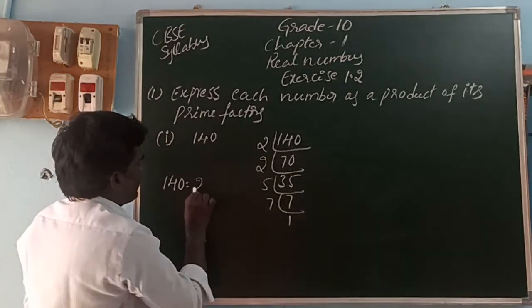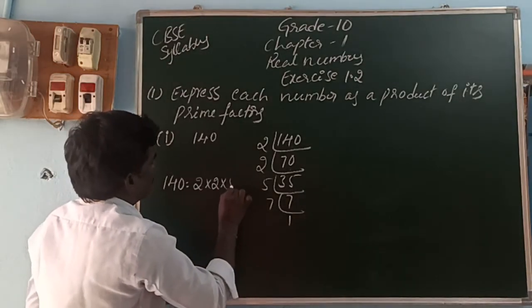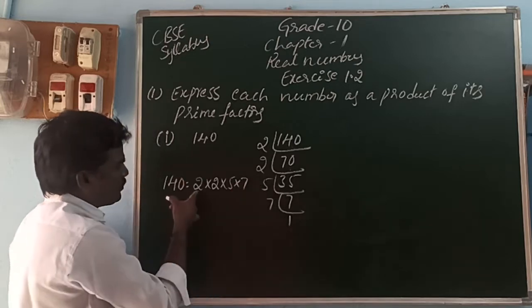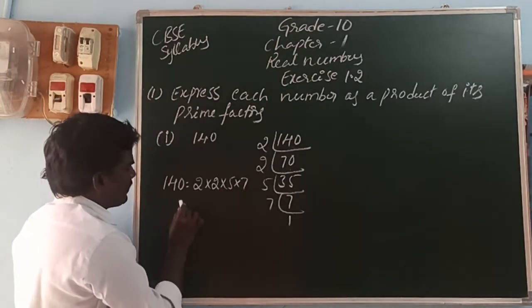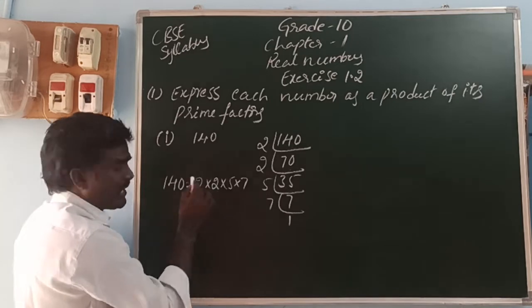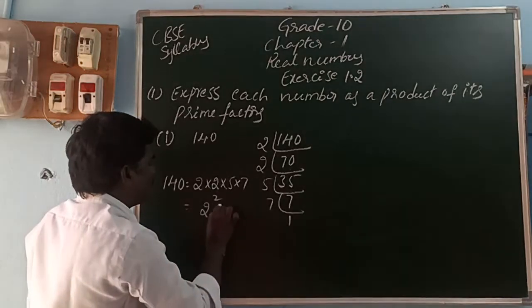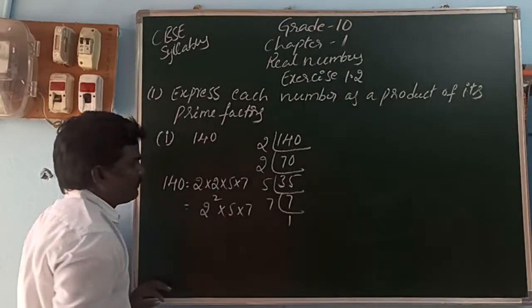So the 140 we can write as 2 into 2 into 5 into 7. So the 140 we can write as a product of prime factors. Here 2 is multiplied how many times? 2 times. We can write it as 2 square into 5 into 7.